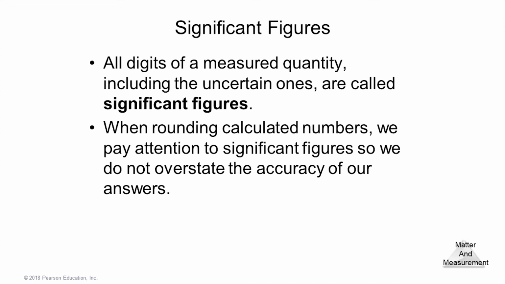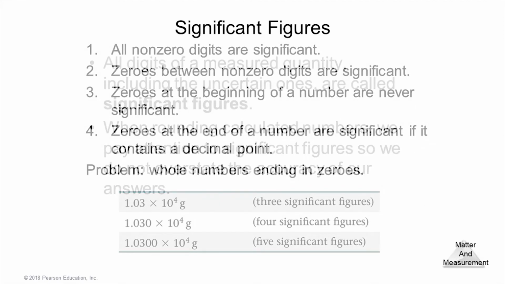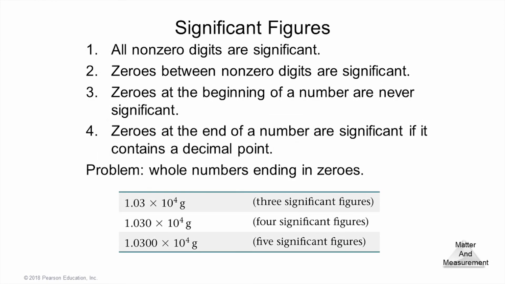Significant figures, next part, are important. You need to know the rules to assign significant figures. The rules for assigning significant figures: all non-zero digits are significant. If it is a non-zero digit, it's definitely a significant figure. Zeros between non-zero digits are significant. Zeros at the beginning of the number are never significant. Zeros at the end of the number are significant. So please be familiar with significant figures.